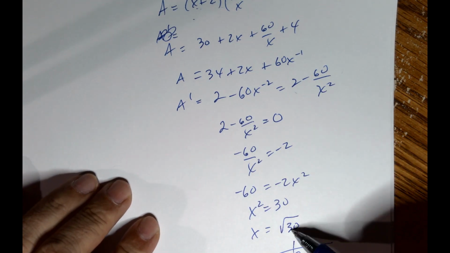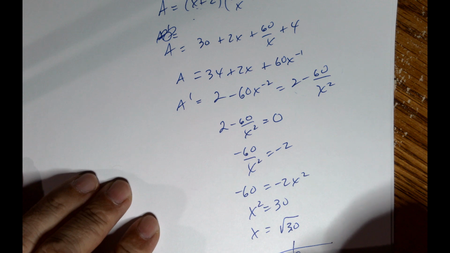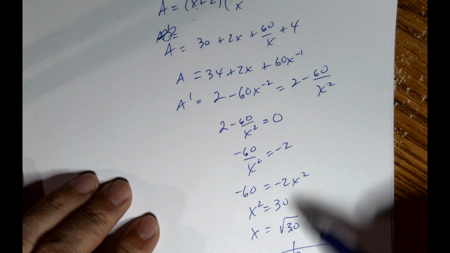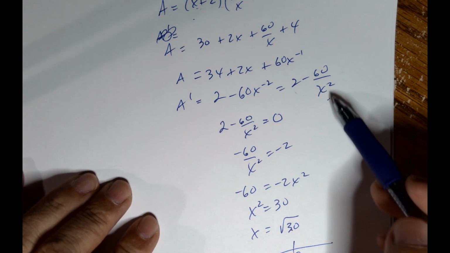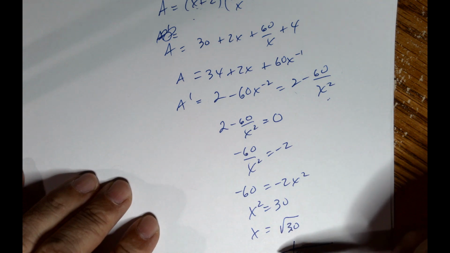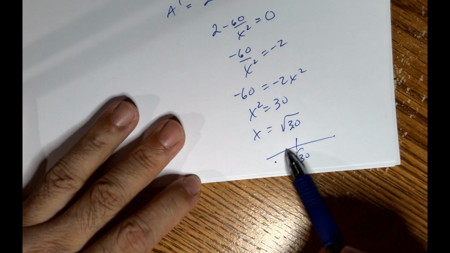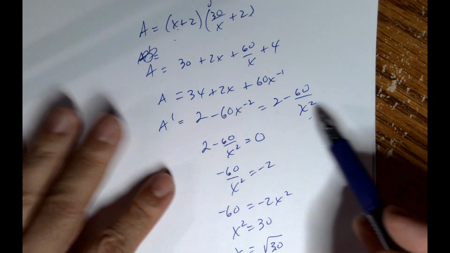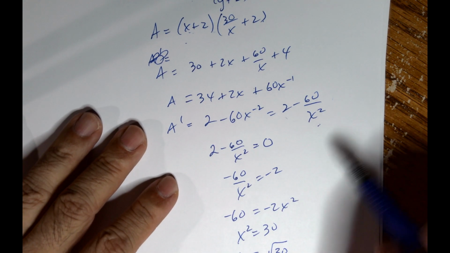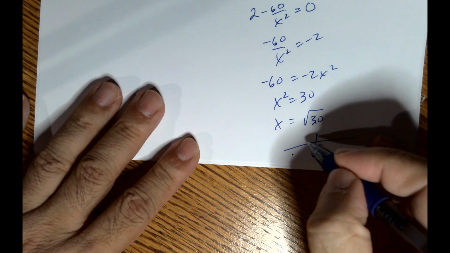If I plug in a number to the left of the square root of 30, say 1. Let's plug in 1. I don't want to plug in 0 because that's going to be undefined. So I'll plug in 1. 1 is to the left of square root of 30. Right? 1 is in this region here. That'll be 2 minus 60 is negative 58. So that means it's negative here.